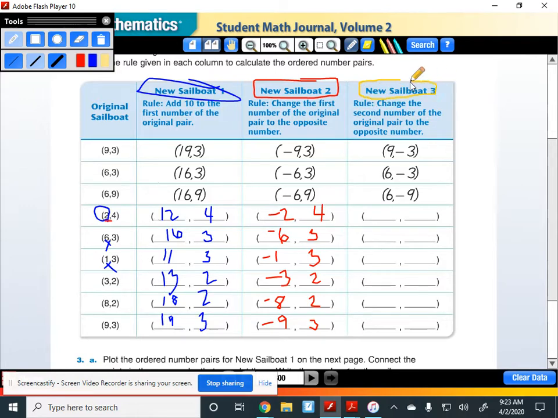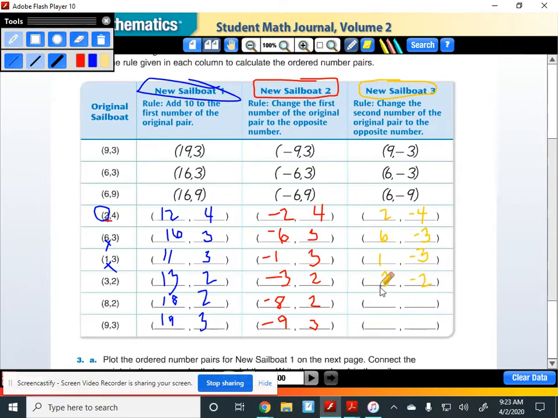And that's the only other one I've got. So we're going to do that. So change the second number of the original pair to the opposite number. So our x values are all going to be the same. 2, but our y's this time are going negative. 6, opposite of 3 is negative 3. Probably got the hang of these by now, so go ahead and pause this and try it on your own, right? Best way to learn, step out, be brave. You might get it wrong. Perfect, that's how we learn.